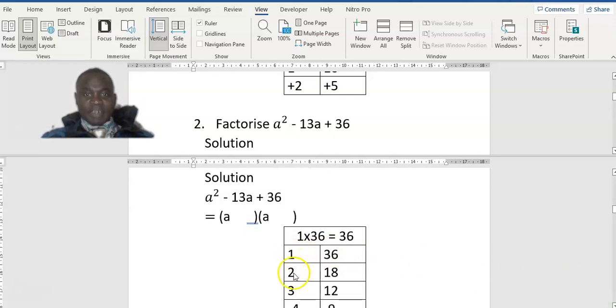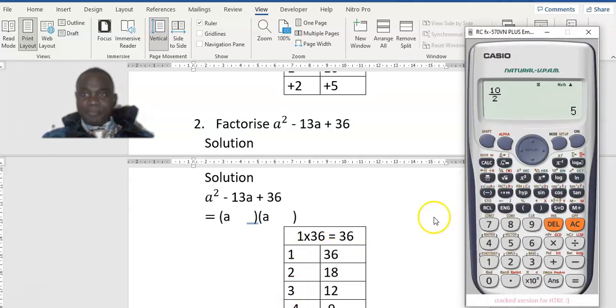Let's start with 1, 2, 3, 4. You can just write 1, 2, 3, 4. It's fine. So 1 times what number will give you 36? It's 1 times 36. How did you get it? You say 36 divided by 1. 36 divided by 1 gives us what? 36. One thing you need to know is 1 times any number gives you the same number.